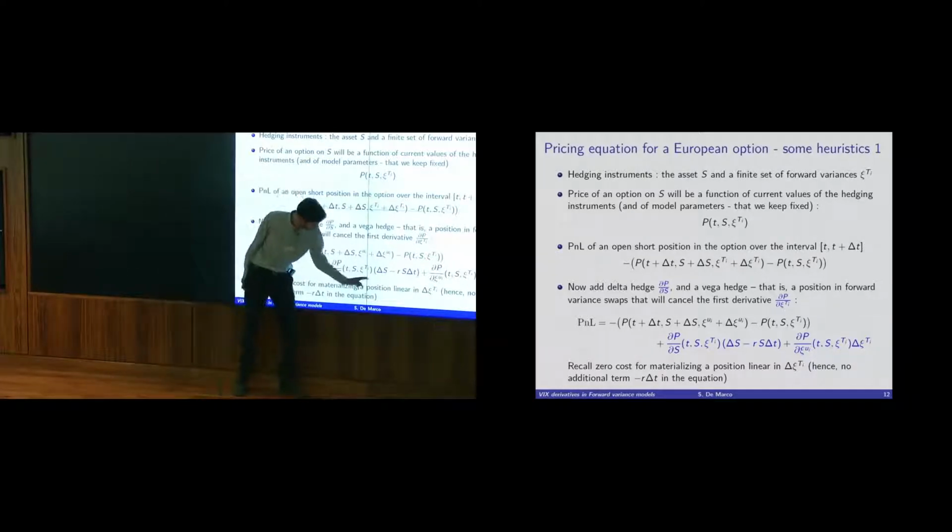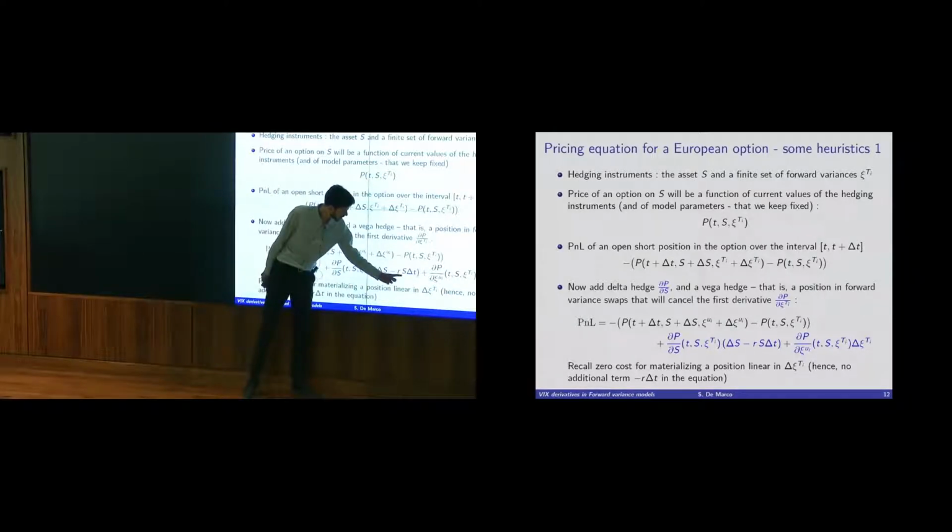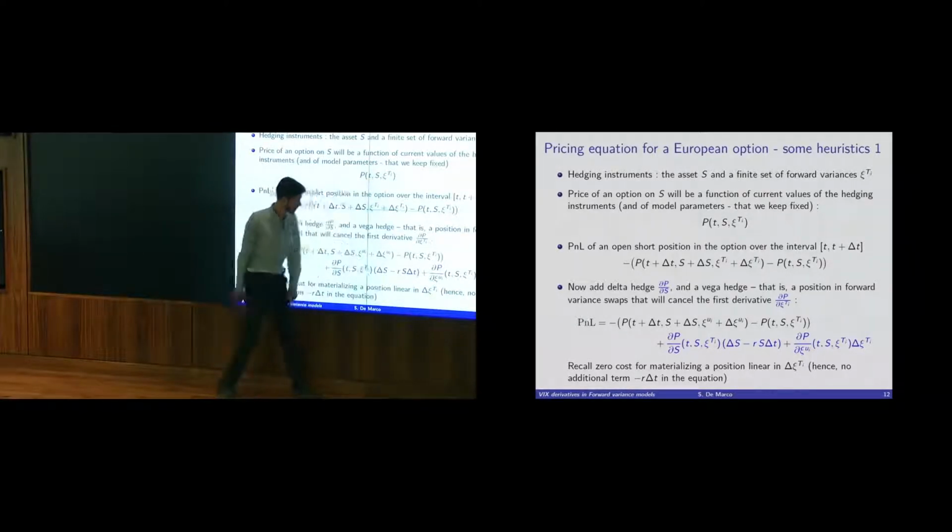As usual, my delta hedge multiplies the variation of S. And I have to pay something to construct my delta hedge at time t. So if I have to borrow the value S times my delta at an interest rate R, because I suppose I have a constant interest rate R for borrowing and lending, I will have to pay this at time t plus delta t.